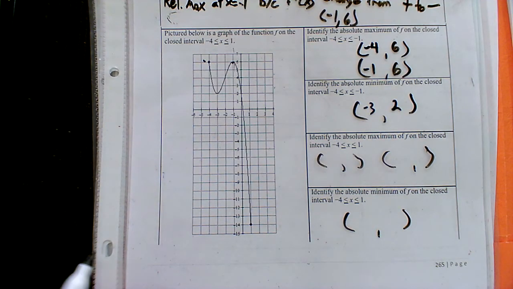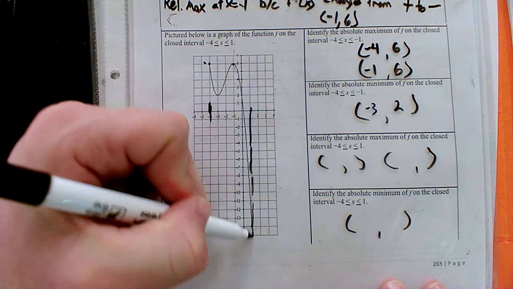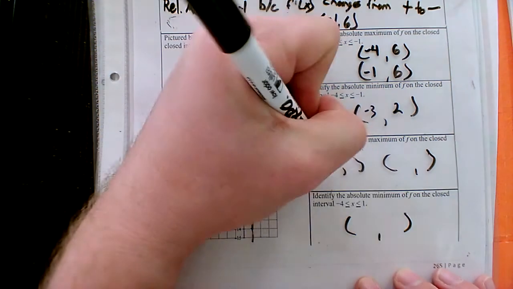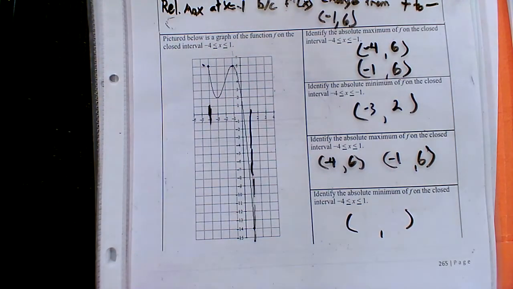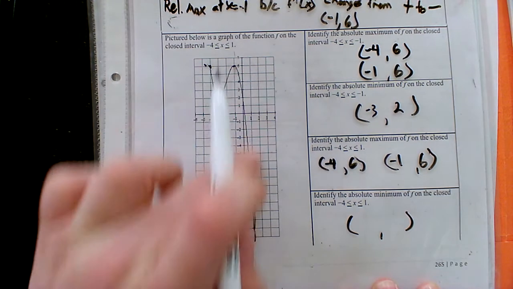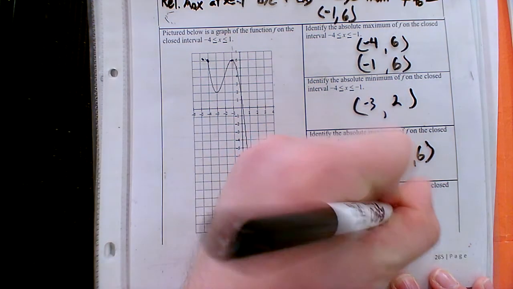Now we're going to change the interval. It goes from -4, so from over here still, until 1. Absolute maximum. Stevie? (-4, 6), (-1, 6). Yep, didn't change. Both maximums are still the same on the graph, even though we expanded. Absolute min. (1, -14). Yes, (1, -14). Thank you.